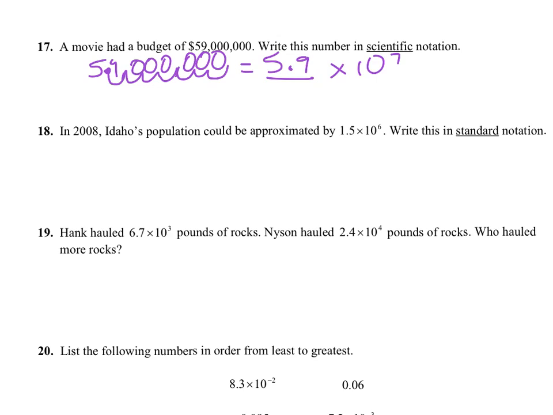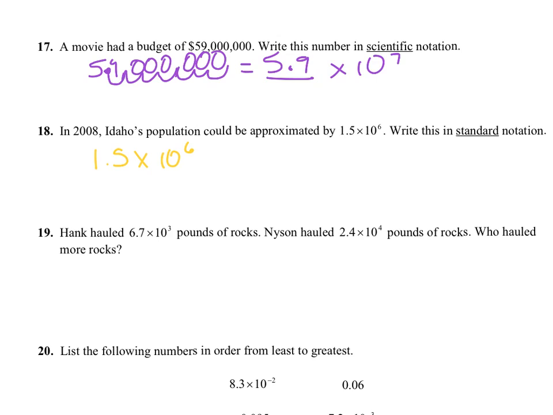All right. Number 18. In 18, it says, in 2008, Idaho's population could be approximated by 1.5 times 10 to the 6th power. Write this in standard notation. So let's start off with what we know. We've got 1.5 times 10 to the 6th power. Again, look at the exponent. The exponent is positive, so I'm going to move my decimal to the right because when I multiply by positive bases of 10, in this case I'm going to multiply by the base of 10 6 times, which moves my decimal to the right.